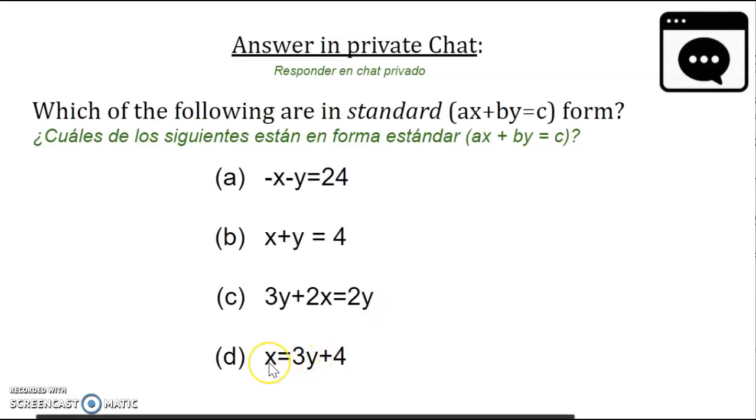What about this? Well, x is on one side and y is on the other side, so they're separated. So this would not be a standard form. So the correct answer is both A and B are in standard form.